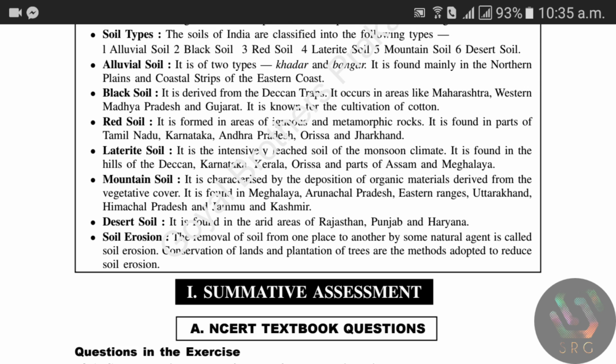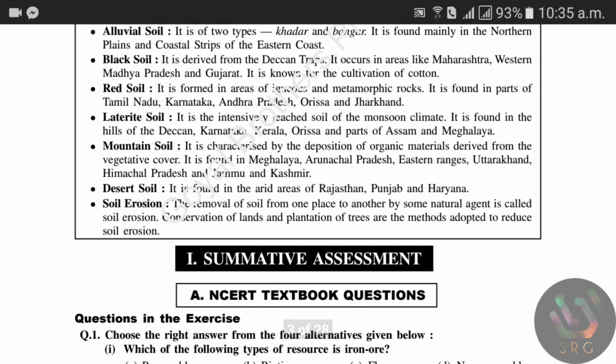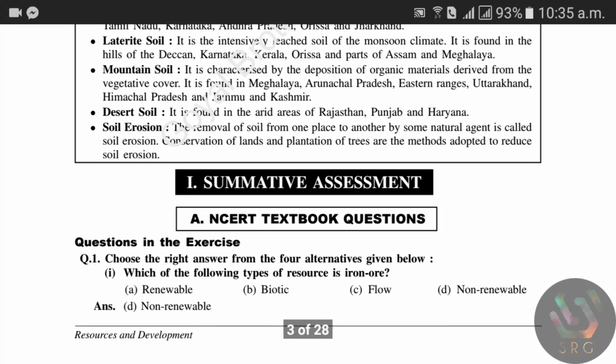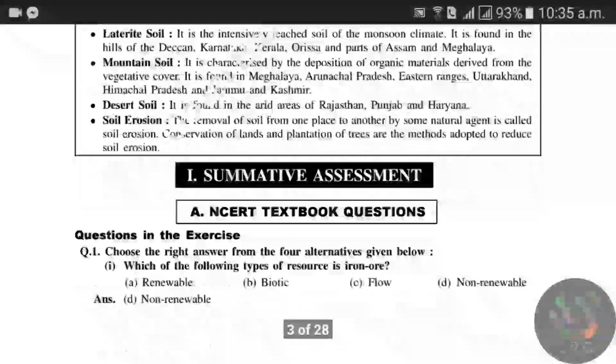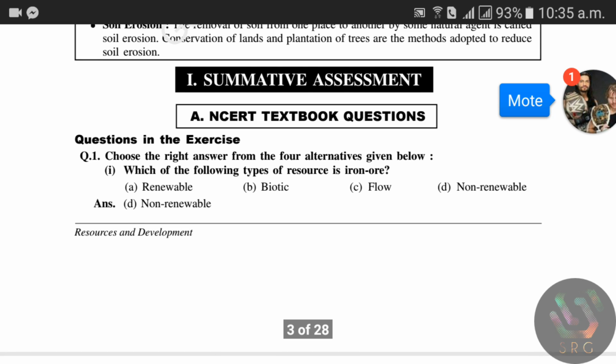Lastly, soil erosion. The movement of soil from one place to another by some natural agent is called soil erosion. Conservation of lands and plantation of trees are the methods adopted to reduce soil erosion. This is the main point and concept of the entire chapter, and you gotta learn it.